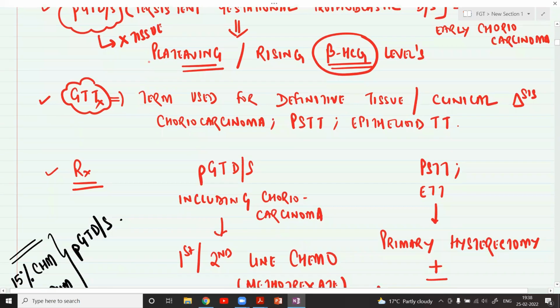Whereas GTT, when I'm using the term GTT, I have already explained, it is basically used for a definitive tissue diagnosis. Whenever a tumor is diagnosed in histopathology as well as a clinical diagnosis, which tumors, as we have seen: the choriocarcinoma, PSTT, and ETT, placental site trophoblastic tumor and epithelioid trophoblastic tumor. Okay, is it clear to everyone?